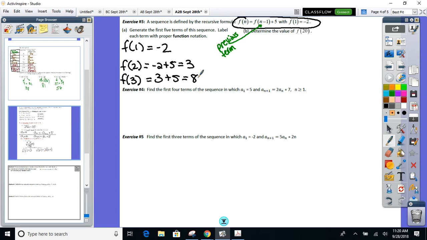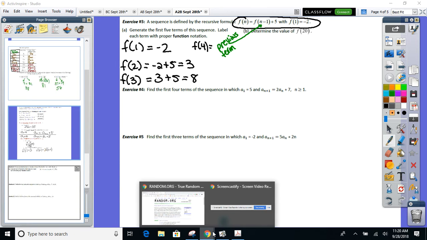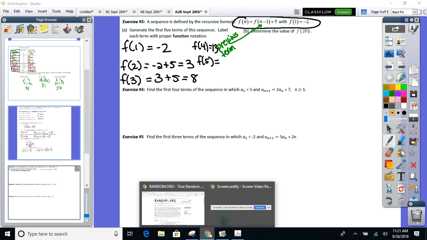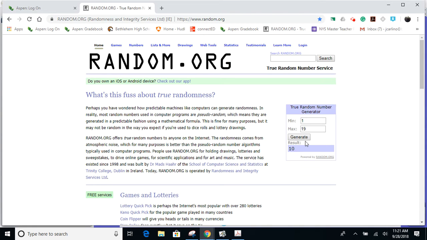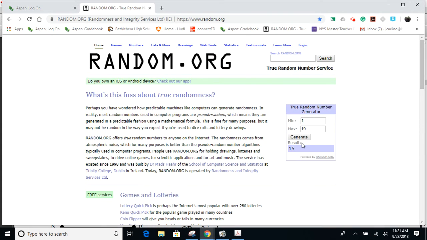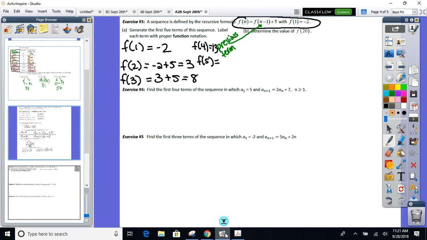We got to generate how many? 5? Whew, I'm going to run out of room. F of 4. What's the fourth term here? 13. And then finally generate the fifth term, which would be, what do you got for me? 18.